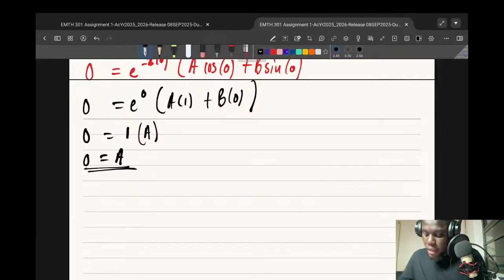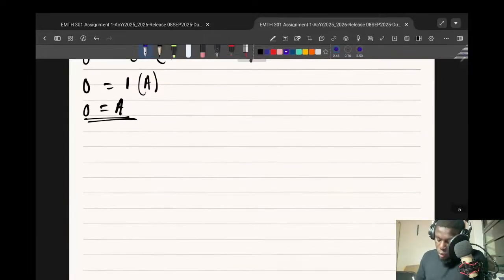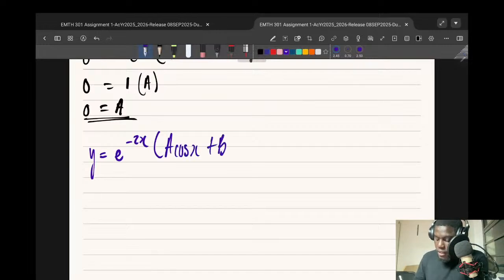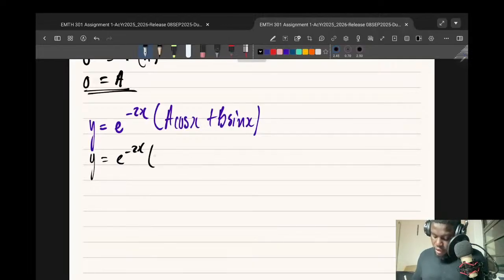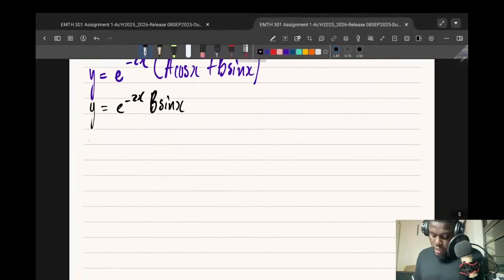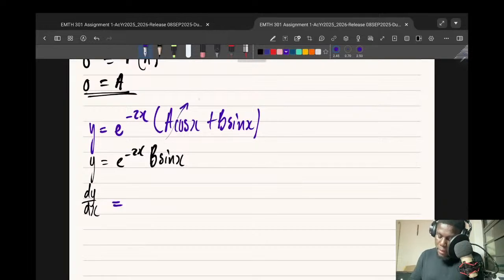Now you're going to get your b, so we rewrite it again. What did we have? We had y is equal to e to the negative 2x, which is e to the alpha x, then a cos x plus b sine x. Now, what we do know is that our a is 0, so y is equal to e to the negative 2x of b sine x. Now get your dy/dx, because they told us what dy/dx is. When I have these two things multiplying, how do I get it? Because here we found a as 0, so that is why this is gone.